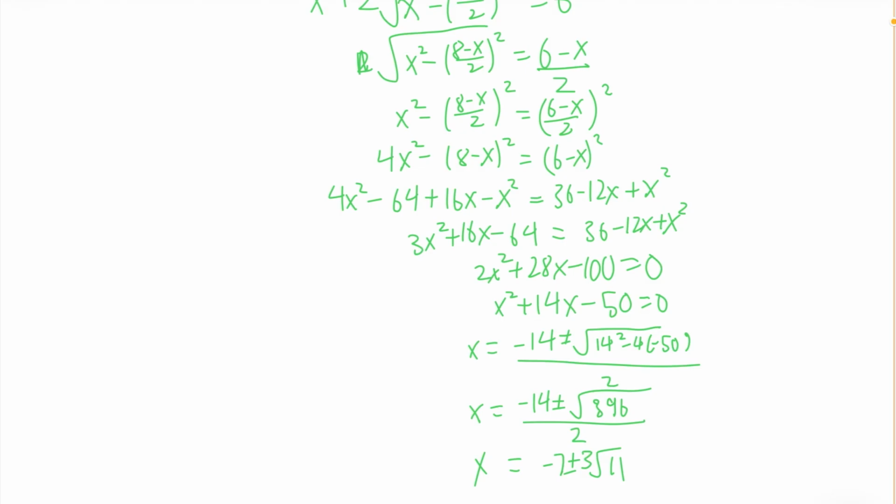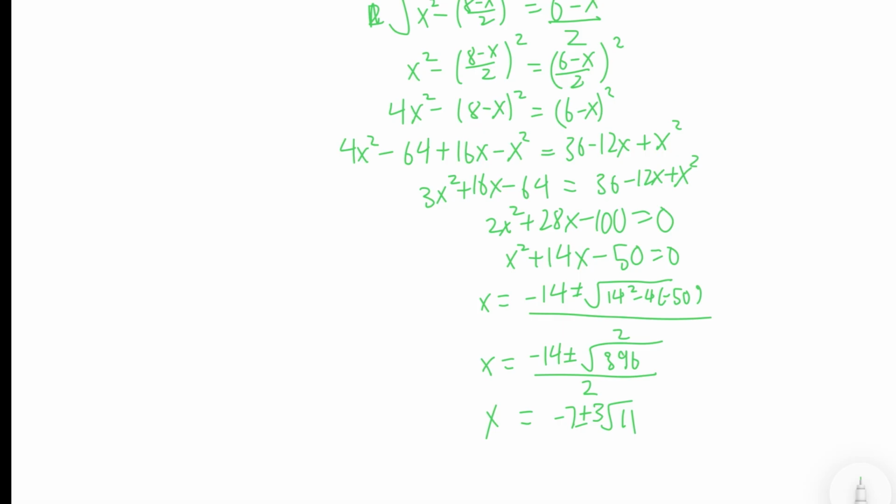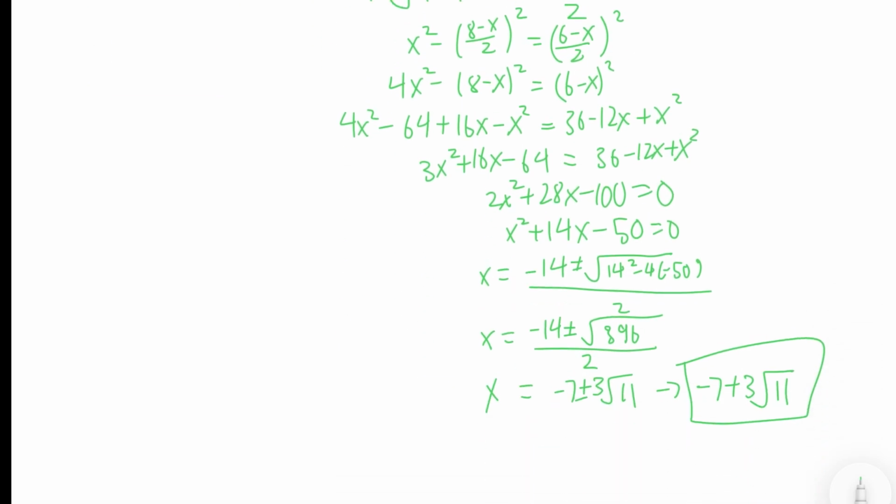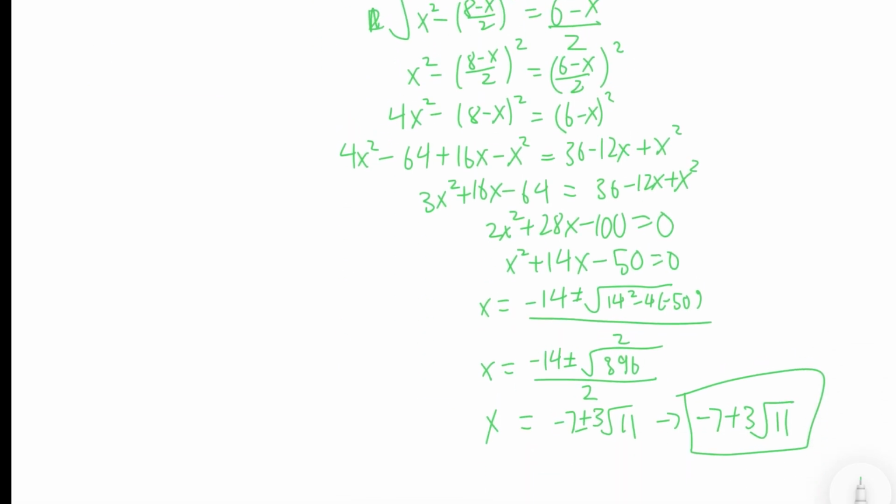Okay, so this is what we got. x equals -7 plus or minus 3 times the square root of 11. Now we can discard the negative solution because the side can't be a negative number. So what we would actually get is -7 plus 3 times the square root of 11. And we know that it's in the form k plus m times the square root of n. So in our case, it would be -7, 3, and 11. And we add this up to get 7.